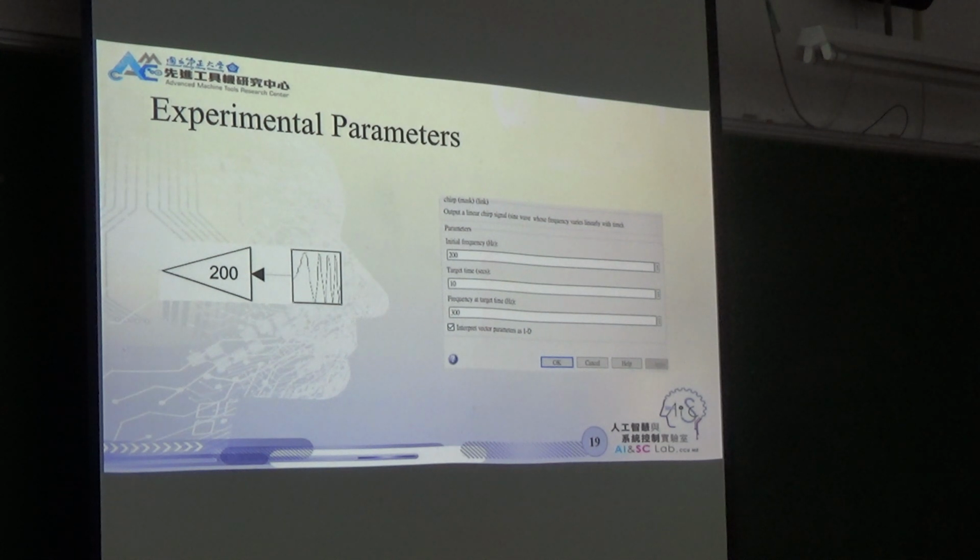And I added 200 to 300 Hz frequency noise in this experiment.